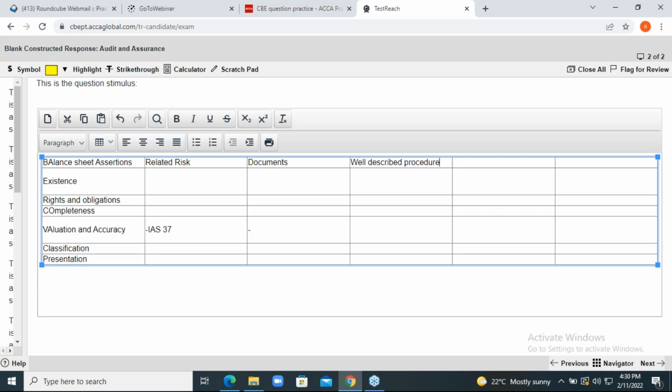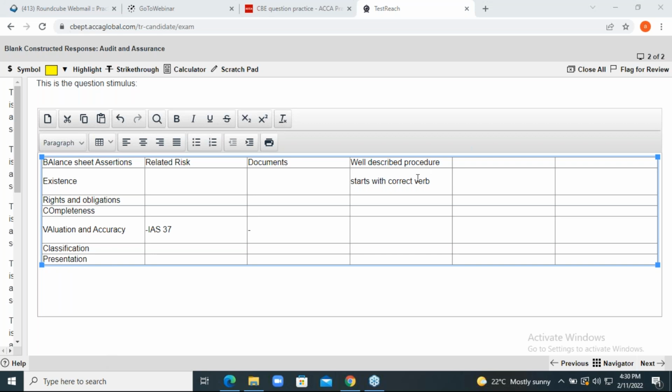Now, a well described procedure starts with a correct verb like cast, tally, confirm, ensure, inspect, review, recalculate. All these are the correct verbs. So you should use the correct verb.